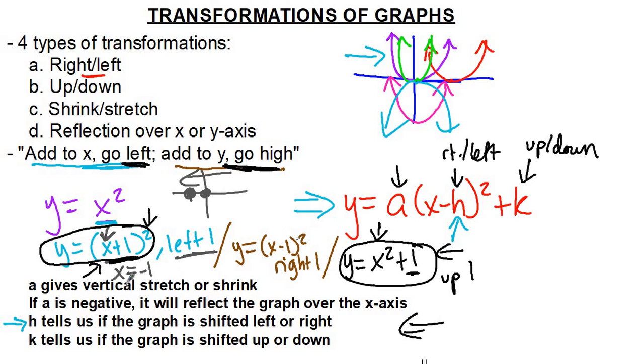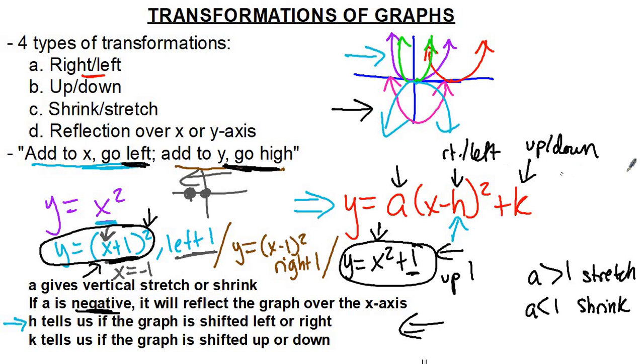This number here, the A number, tells us if it's a vertical stretch or shrink. If A is bigger than 1, you're going to vertically stretch it, because if you multiply something by a number bigger than 1, that makes the number bigger. If A is less than 1, you're going to vertically shrink it. And then finally, if A is negative, it means you're going to reflect the graph over the x-axis. So that's like that blue picture right there. This will become a little clearer when we see some examples.